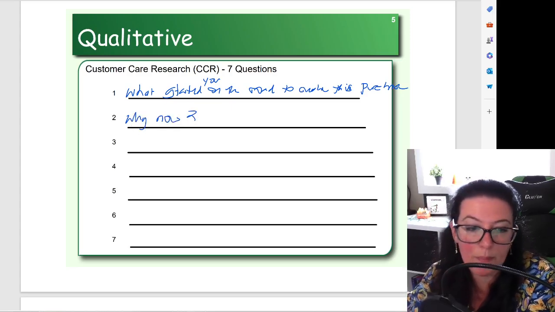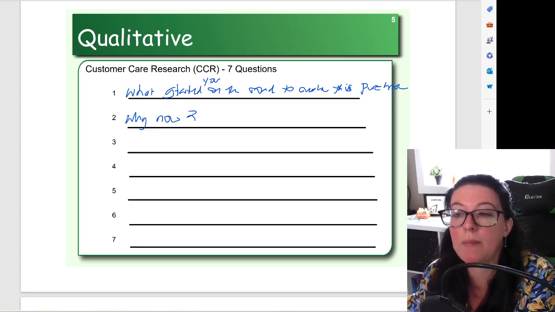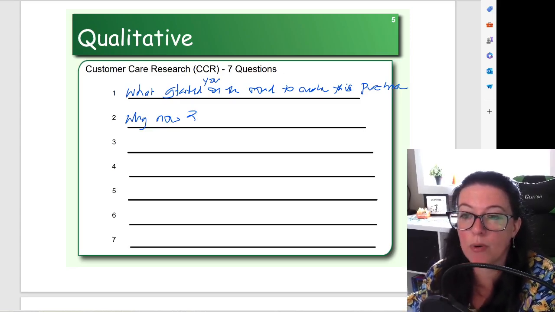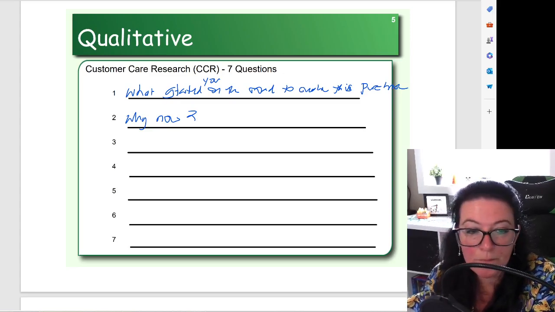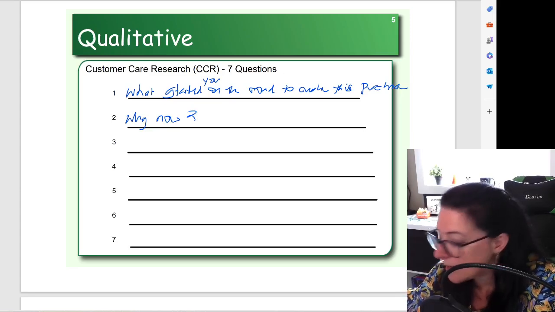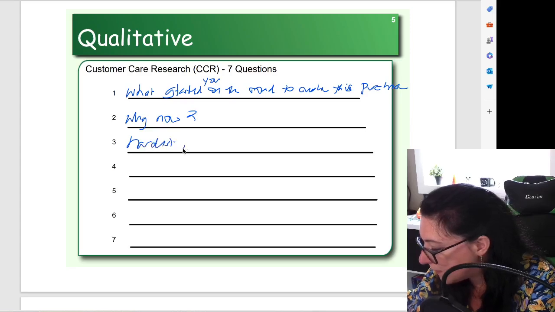Why are you making that purchase now? Maybe it's because the other car died. Maybe it's because there was a promo going on that made it more appealing to pull the trigger. And then we ask about the process. What was the hardest part of the process?